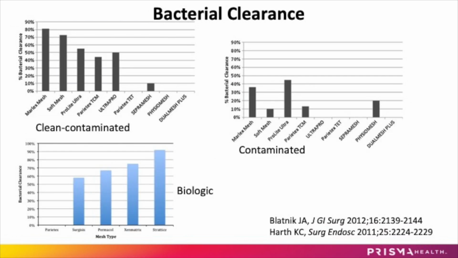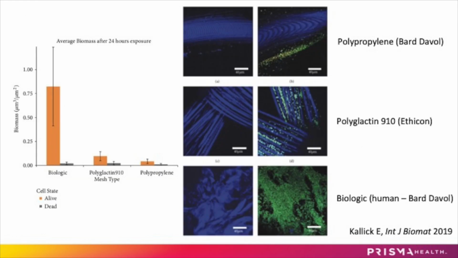We see similar trends when we look at the clearance of bacteria after an inoculation. The small pore monofilament meshes tend to behave much better than a laminar microporous structure. Even among biologic meshes, there are differences in how these will behave in the setting of contamination, though admittedly we don't know much about why these behave differently based on their physical construct. We also see differences in biofilm formation among different meshes, with a monofilament polypropylene mesh actually behaving much better than a biologic in experimental models.